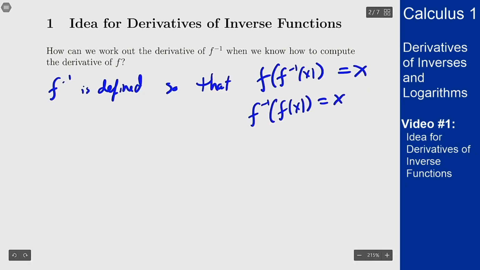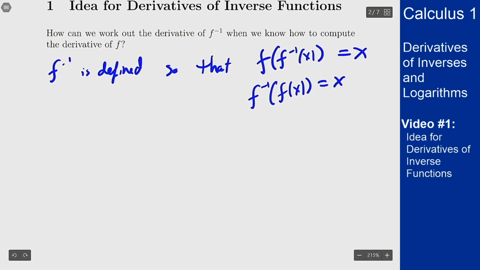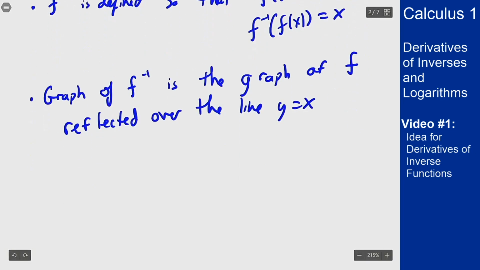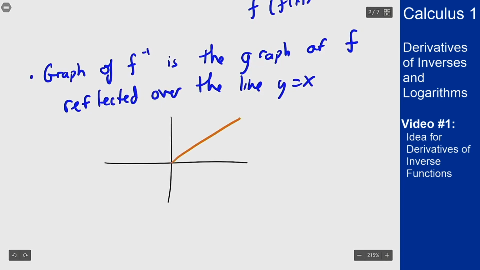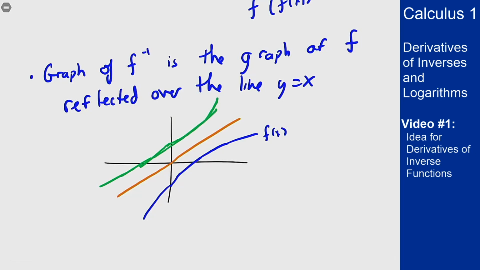Another way you can think about this is that the graph of f inverse is the graph of f reflected over the line y equals x. Picture something like this. I take the line y equals x here in the middle. If my function graph lives down here, the inverse graph is just reflected over this line, and lives up here on top. What could this mean for derivatives?